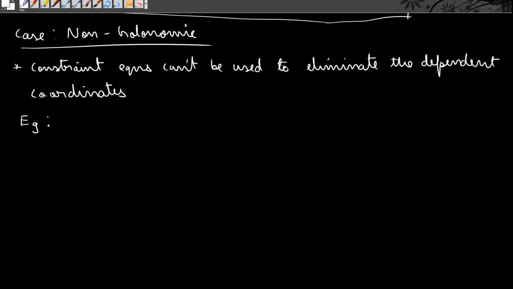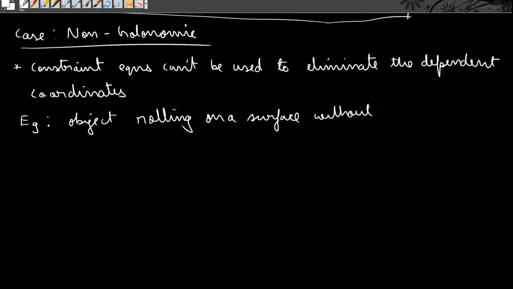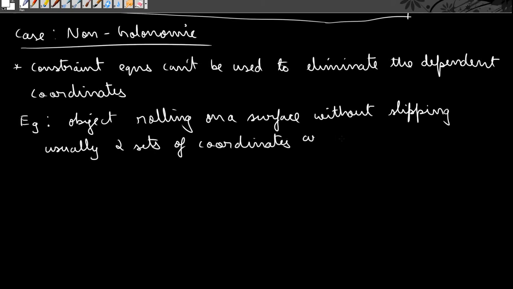So if you consider an object which is rolling on a surface without slipping, let's consider this case. Now to represent this, we usually use two sets of coordinates. So what are these? It will become more clear when we consider a specific case later in this video.